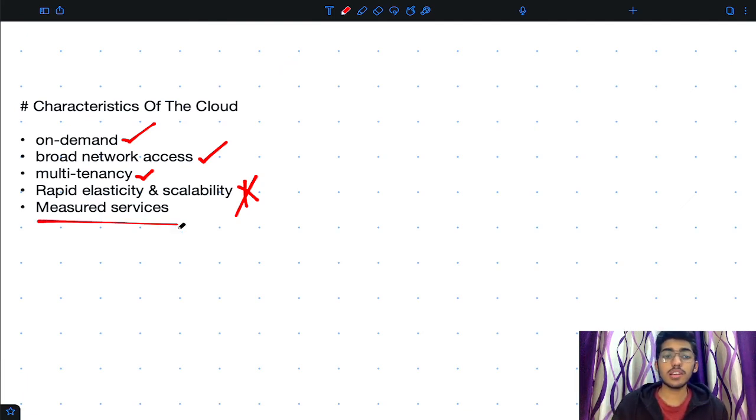Now the last but not the least is measured services. By measured services, I mean that for each and every service you are leveraging from these cloud platforms, the usage is measured. That means you'll only pay for those services that you are taking from these platforms, and once you have completed the usage of a particular service, you can dispose of it anytime you want, and the payment would stop. Everything is measured. So these were some of the main characteristics of the cloud that you should be aware of.